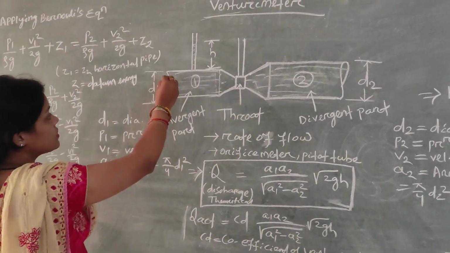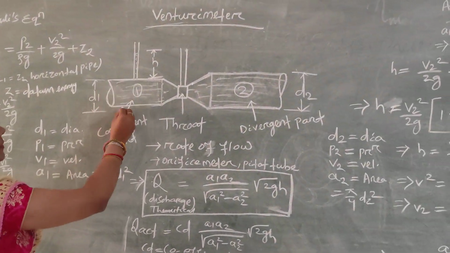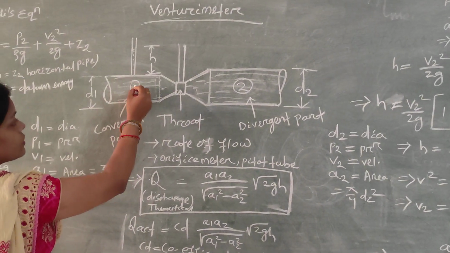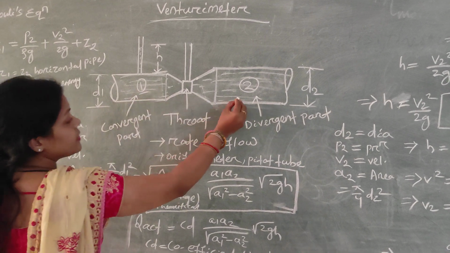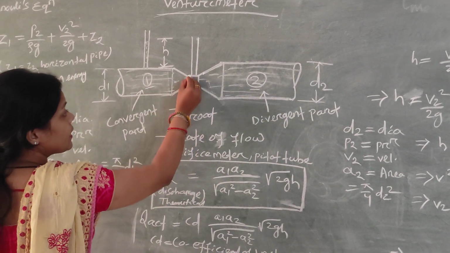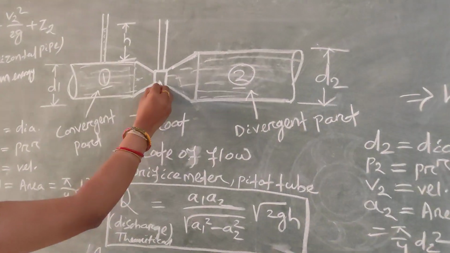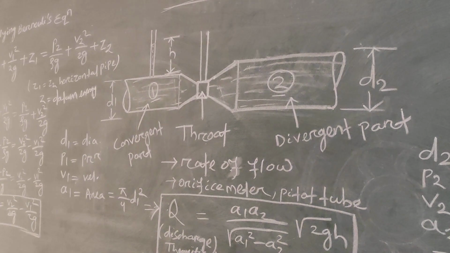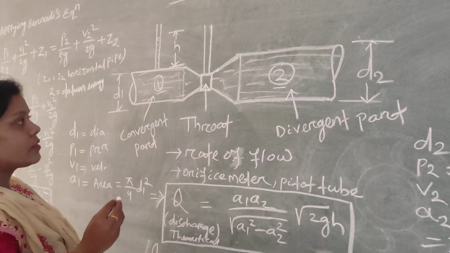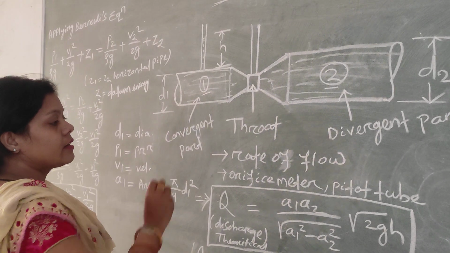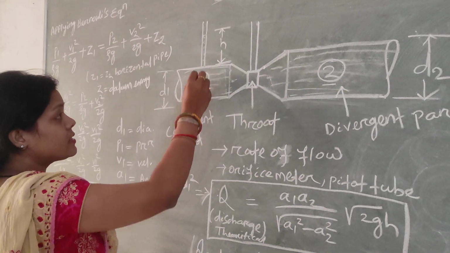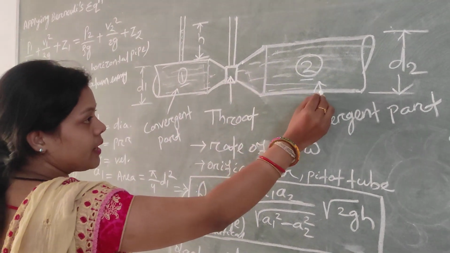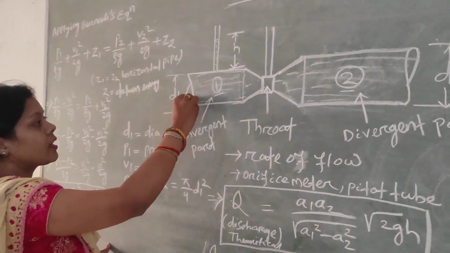Here is the diagram of venturimeter. In this, three main parts are there. It is divided into two sections, section 1 and section 2, and another important part is the throat. By these three, we will discuss how the rate of flow of fluid can be measured. The three main parts in venturimeter are the convergent part, then the throat, then the divergent part. First let us go for the convergent part.